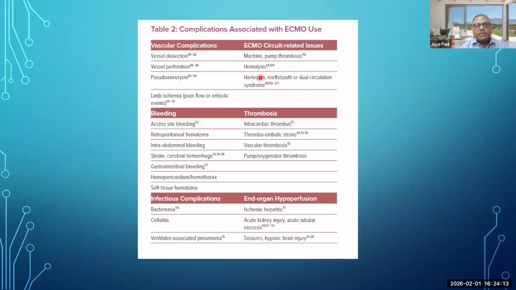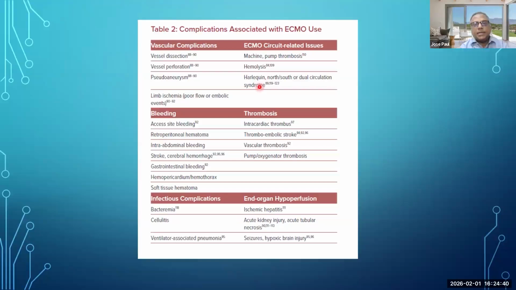Now, what are the various complications associated with ECMO use? The complications can be divided into 6 headings. One is the vascular complications. Vascular complications include vessel dissection, vessel perforation, pseudoaneurysm, limb ischemia. Then ECMO-related, circuit-related issues like the pump, there can be thrombosis within the pump.